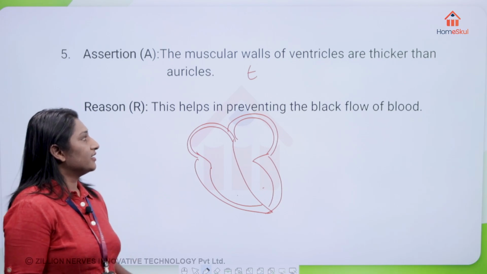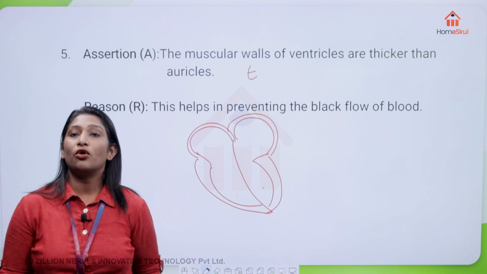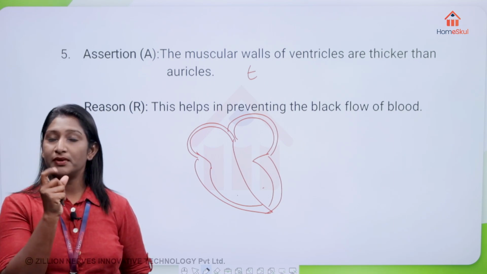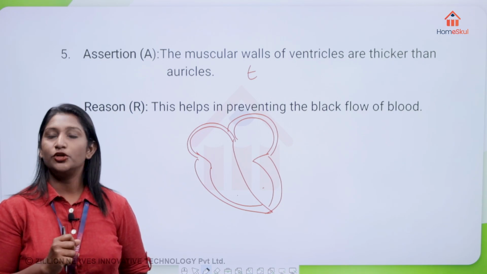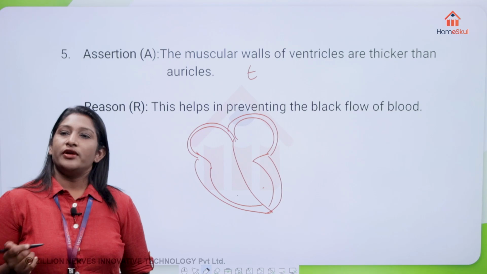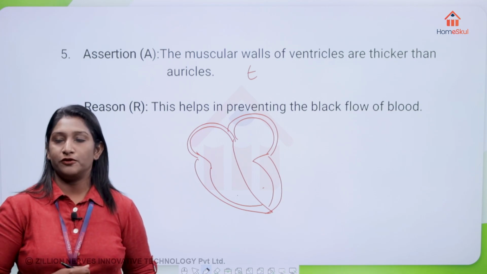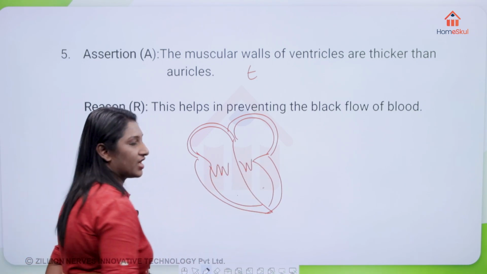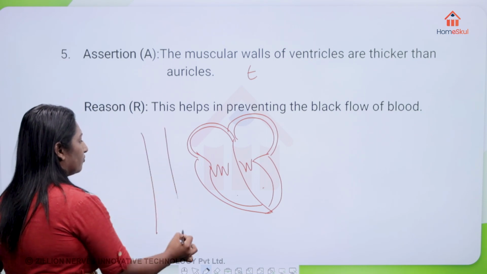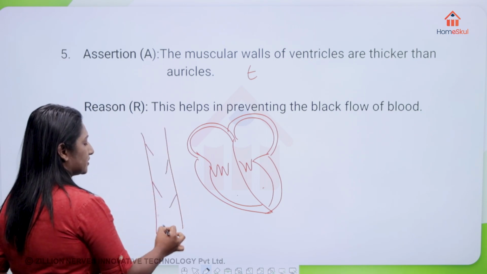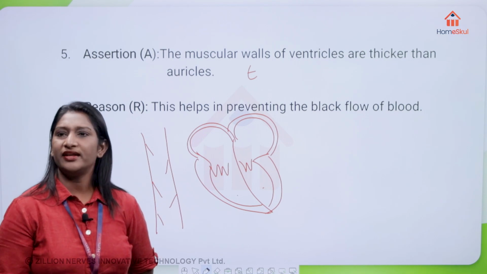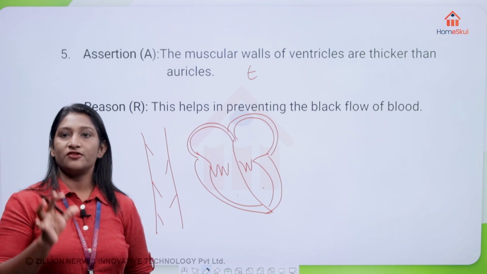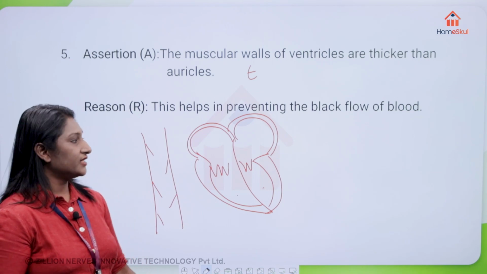Then, the reason: this helps in preventing backflow of blood. Is it the thick walls of the ventricle that prevent the backflow of blood? Is that the reason? No. Then what is the reason for preventing the backflow? Whether it is the tricuspid and bicuspid valves or the valves in the veins, valves are the reason. The presence of valves only prevents the backflow. And here is the answer.